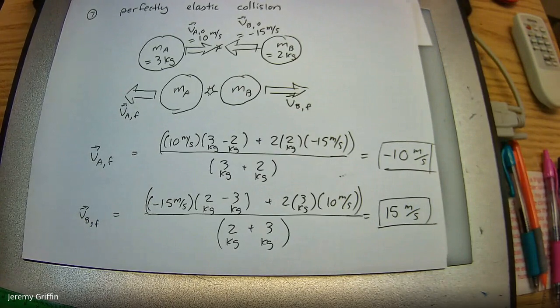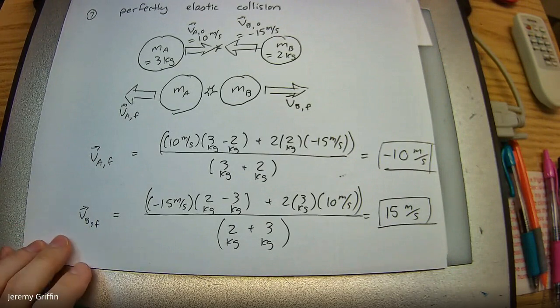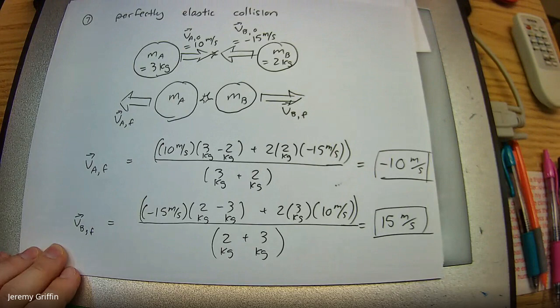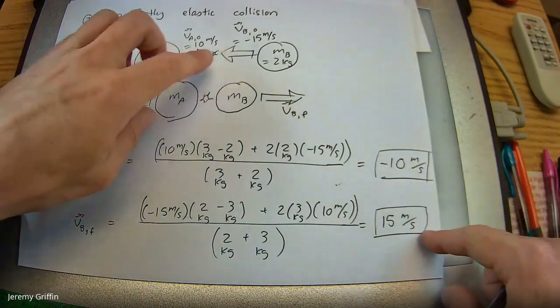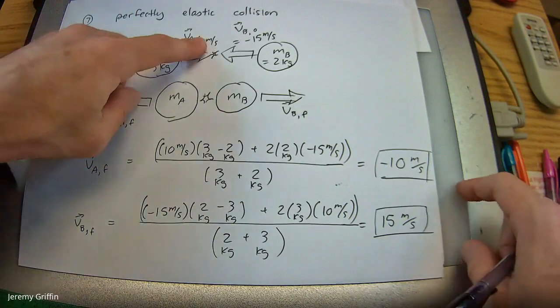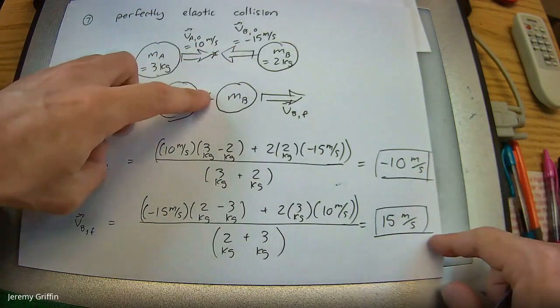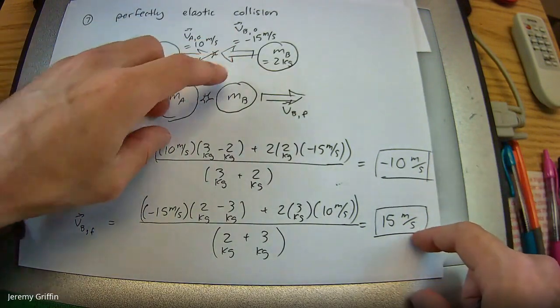Now, I did happen to notice, I think this is coincidental, or there might be something to this. I don't know. I don't think this is universally true. See how the rebound speeds happen to be the same as the initial speeds? Like 10 bounces off at negative 10 and 15 bounces off at negative 15, or negative 15 to 15.